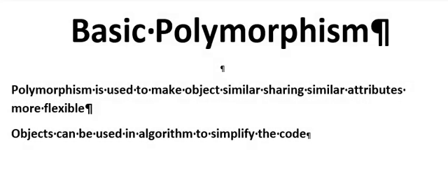Hi, today we will go over a small example about basic polymorphism. It's just a surface. Polymorphism is used to make objects sharing similar attributes more flexible. Objects can be used in an algorithm to simplify the code. We will go over a simple example just to have something to discuss.